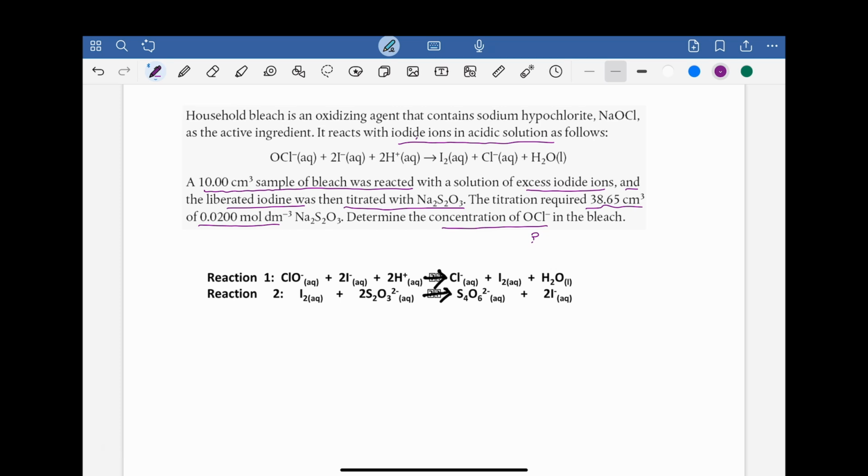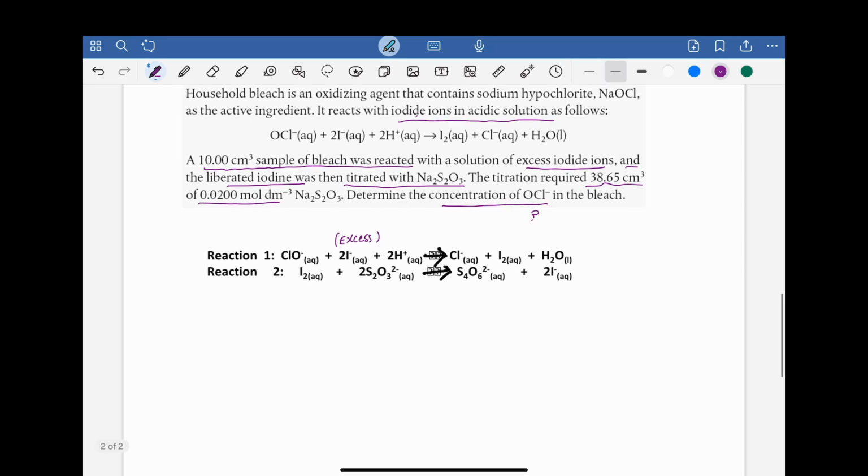In the first equation, the iodide ions react with ClO⁻. The iodide ions are in excess, and iodine is liberated. That liberated iodine is titrated in the second step with sodium thiosulfate. We have been given the volume and the concentration of sodium thiosulfate, so straight away we can find the moles of sodium thiosulfate.